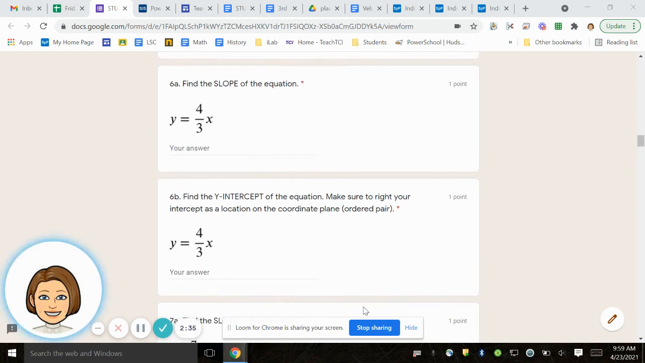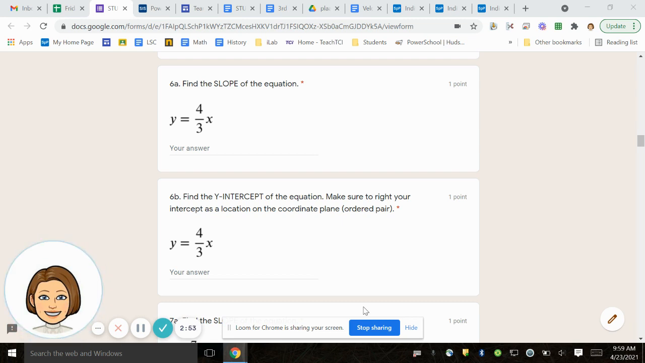Number 6a, find the slope of this equation. y equals 4/3 x. Number 6b, find the y-intercept of the equation.